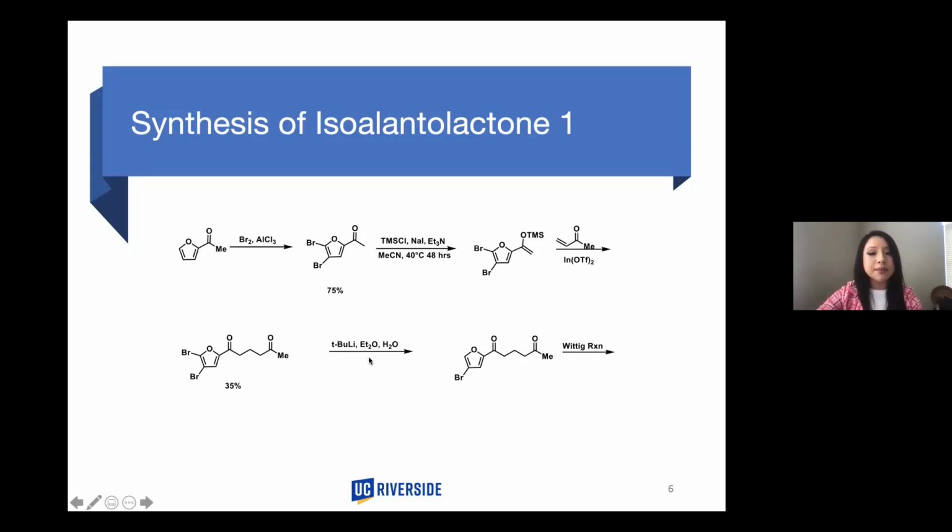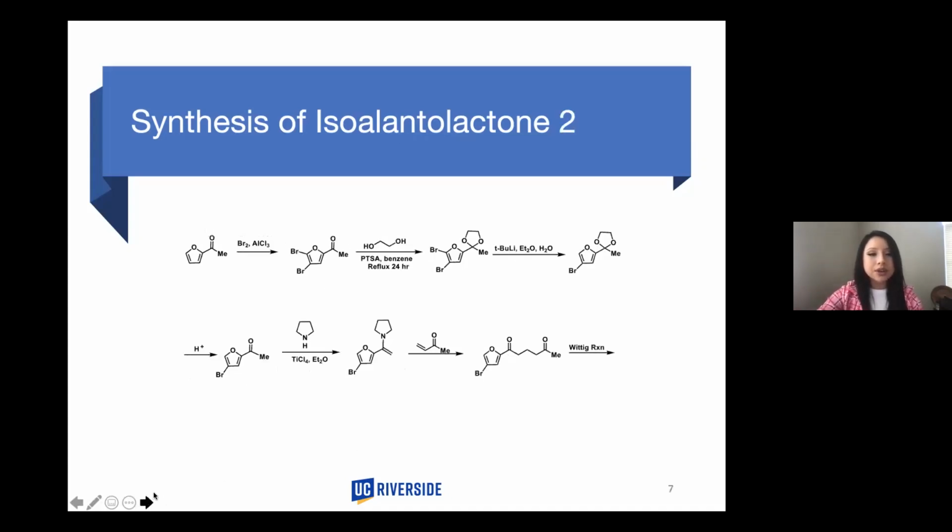We then perform a lithium halogen exchange to further remove one of those bromines and follow it up with a Wittig reaction. Now if this approach doesn't work, we have a backup approach. So for the second one here, again, we start off with the same starting material of the 2-acetylfuran, and we brominate that to get that brominated ketone that we saw in the previous slide as well. However, we take a different approach.